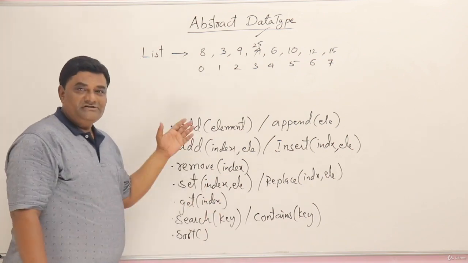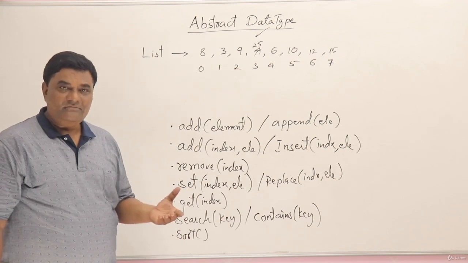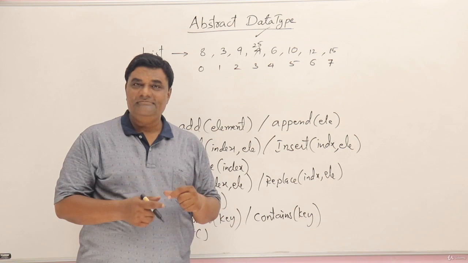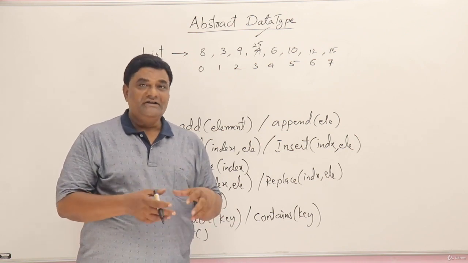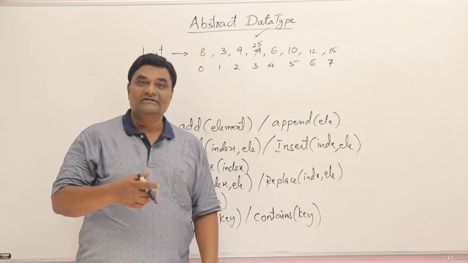So these are the few operations on a list I have shown you. There are other operations also you can perform. That is, you can reverse a list, and when there are more than one list, you can combine them, or you can merge them, or you can split a list. So a lot of other operations you can perform on a list.